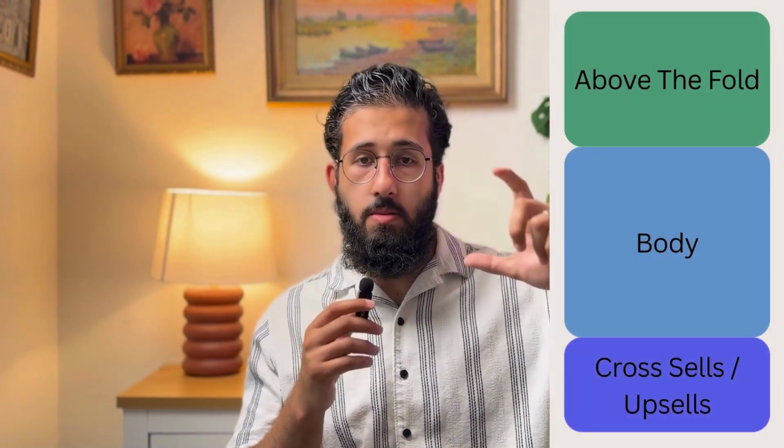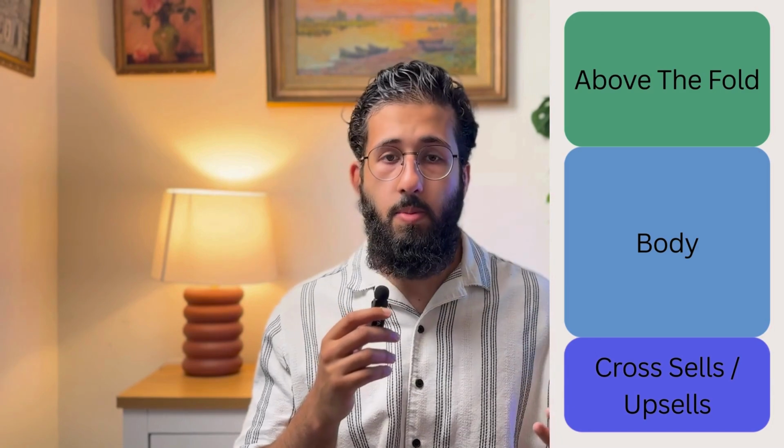So now that we know what the main goals of a product page are, how exactly do we structure it? I'm going to get into a lot more granular detail, but first I just want to give a high-level overview. I would split the product page into three main parts. You have the above the fold section, you have the body of the page, and then you have the end of the page, typically where you have the cross-sells, upsells, and things like that as well.